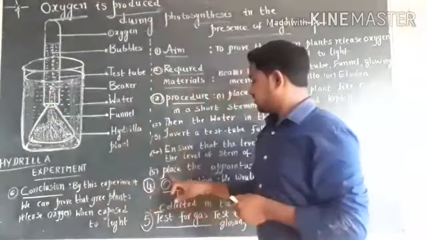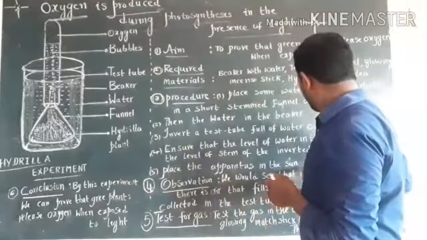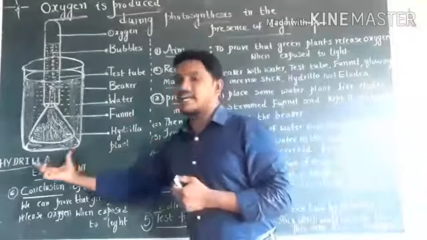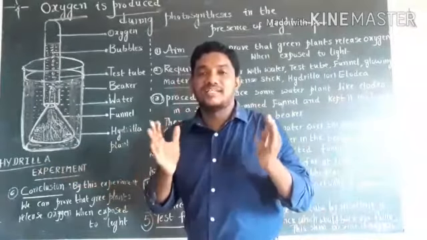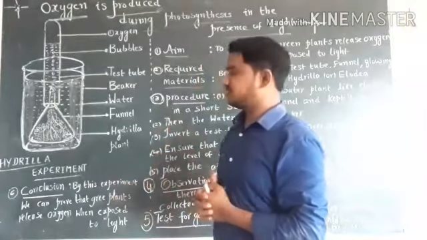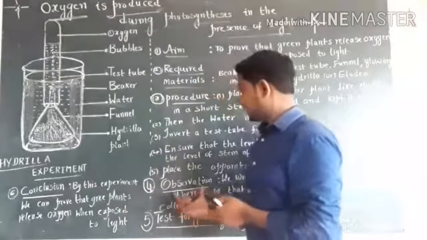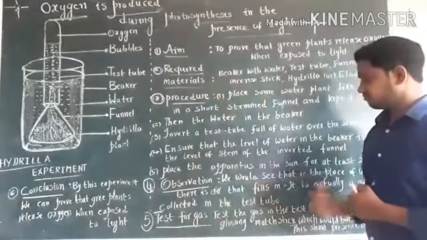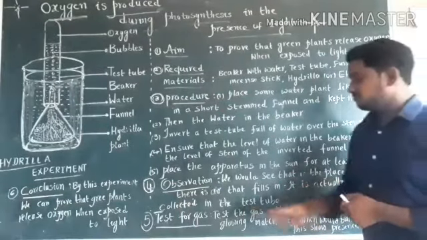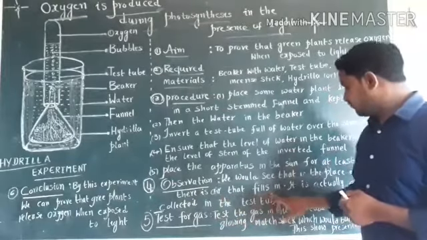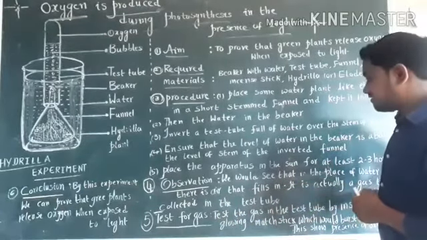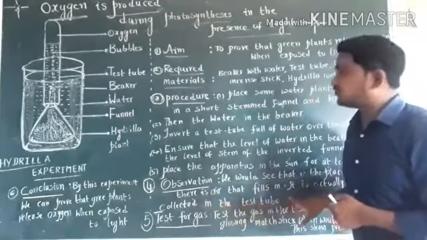Next one. Place the apparatus in the sun for at least 2 to 3 hours. This entire experiment we have to do under sunlight. This is the procedure. Next, observation. We would see that in the place of water there is air that fills in. It is actually gas that collected in the test tube.